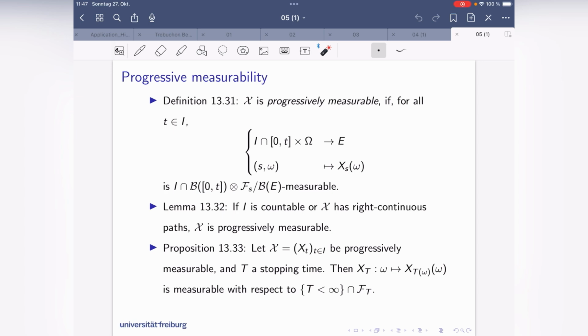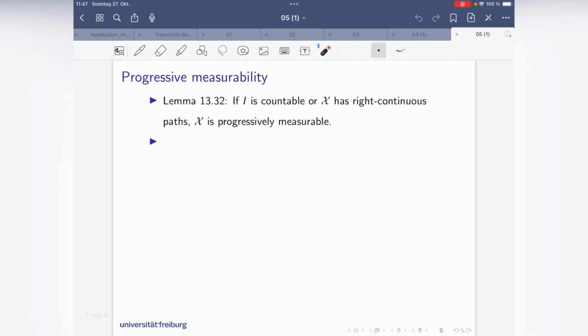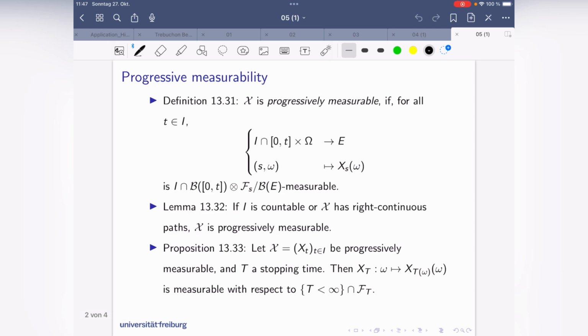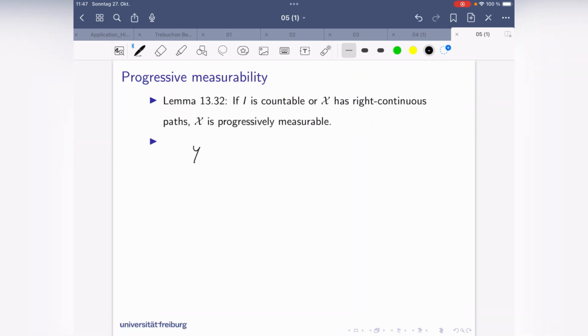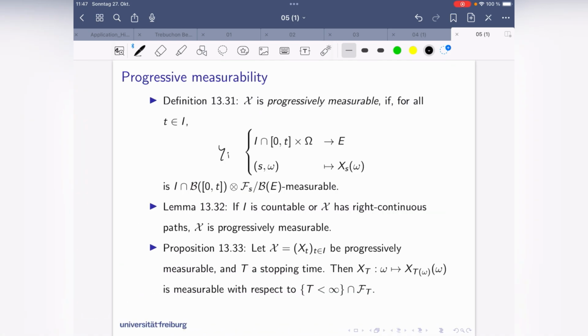So let's see how this is. The first lemma: if I have a right continuous path, then I have a progressively measurable stochastic process. In order to do so, let's consider exactly the map that we had on the first slide. Let me briefly recall that. Why I call this here, I intersected with [0,t] times omega to E, and (s, omega) maps to X_s of omega. So this is exactly this thing here.